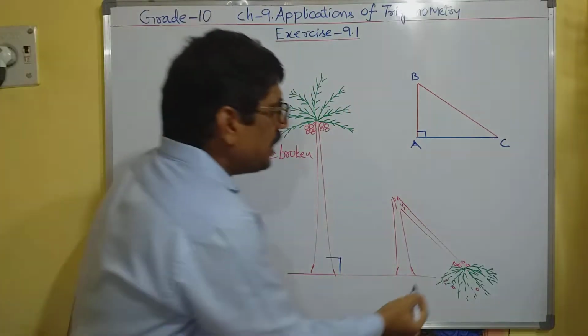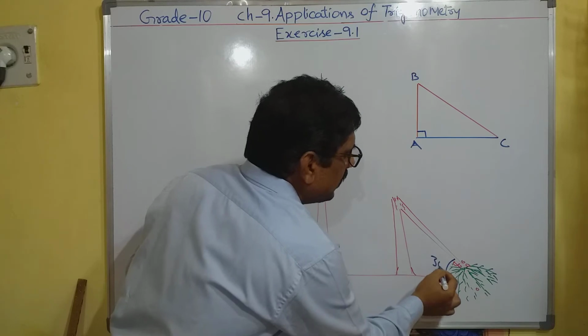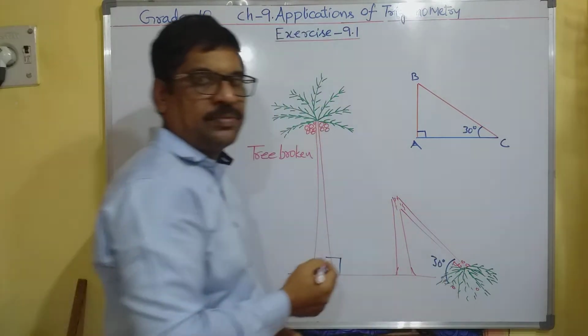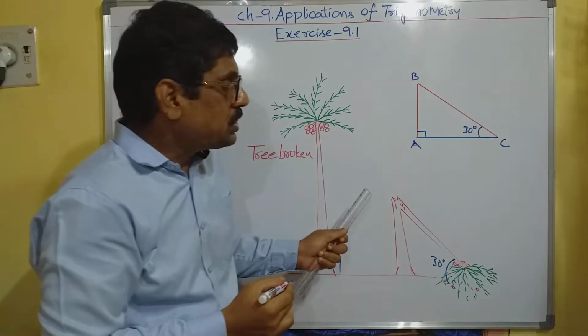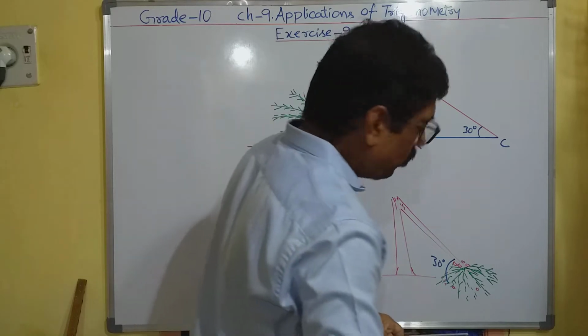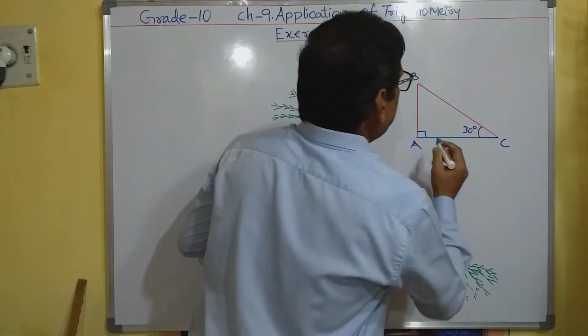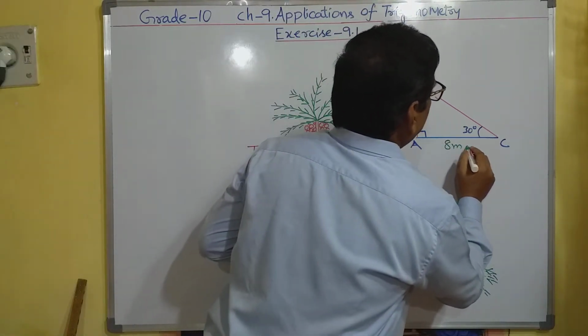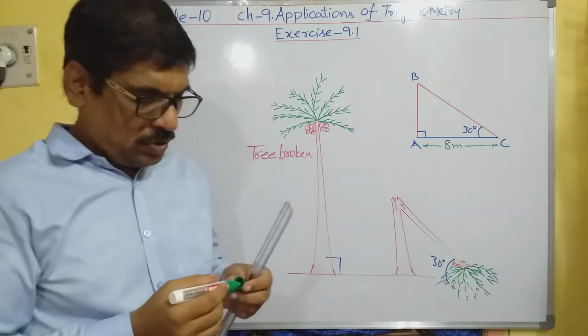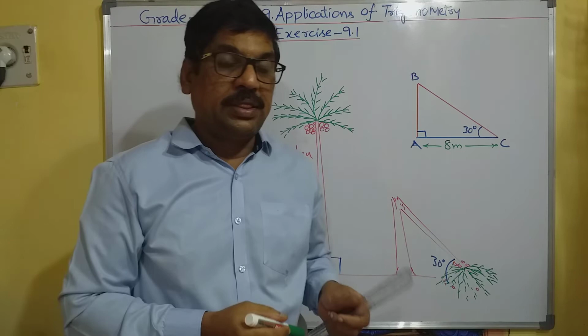What is the angle it is making here? This angle is 30 degrees, so we have to take 30 degrees. And what distance from the foot of the tree does it touch the ground? That is also given. That is 8 meters. This is 8 meters. So then we need to find the height of the tree.